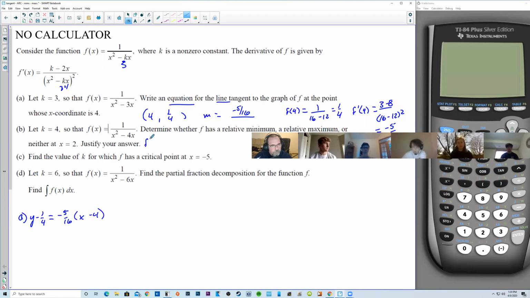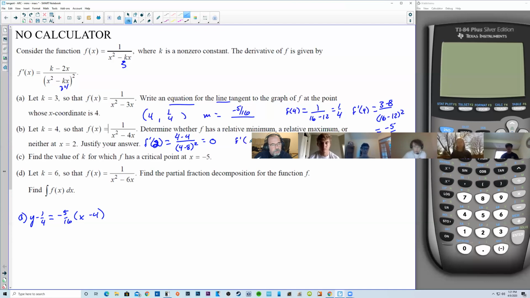So let's do f prime of 2, excuse me, we're plugging 2 in for x. They have k is 4. So 4 minus 4, well, that's going to be 0, unless the denominator is 0, but I don't think it is. If we plug 2 in for x, we get 4 minus 8, because k is 4, x is 2. So that's going to be 0. So now we know we have a potential minimum or maximum here.